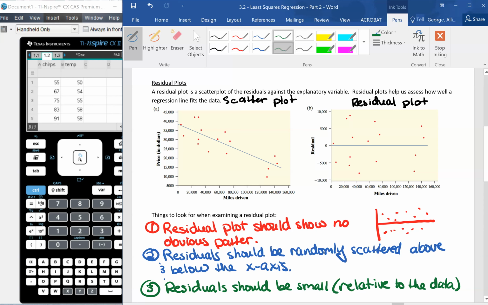But when you come over here and look at the y-axis on the scatter plot, when you look at what the data is actually talking about, that was going anywhere upwards of 45,000. So compared to 45,000, 9,000 or 8,000 is on the smaller side. So you just want to make sure that your residuals aren't way bigger than your data points.